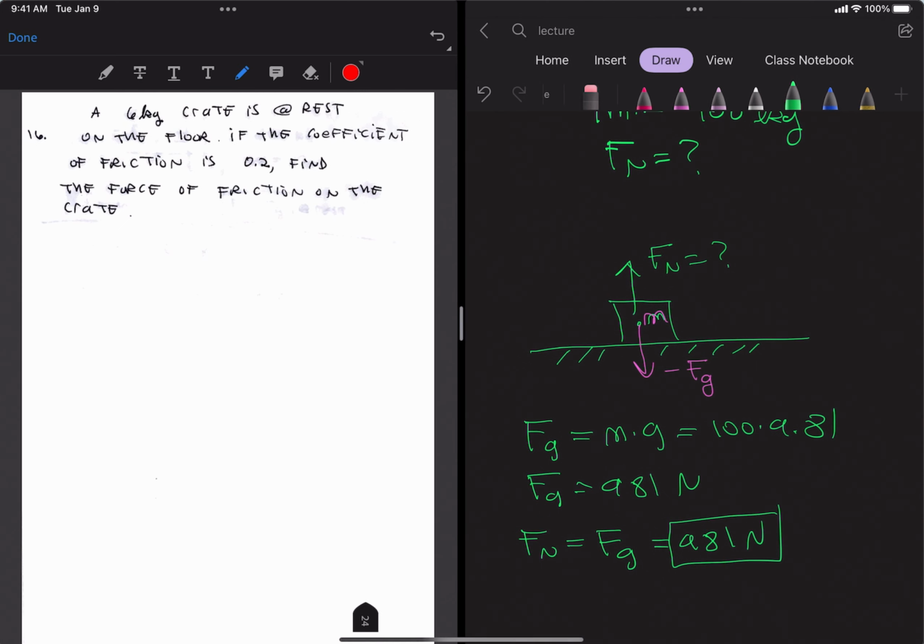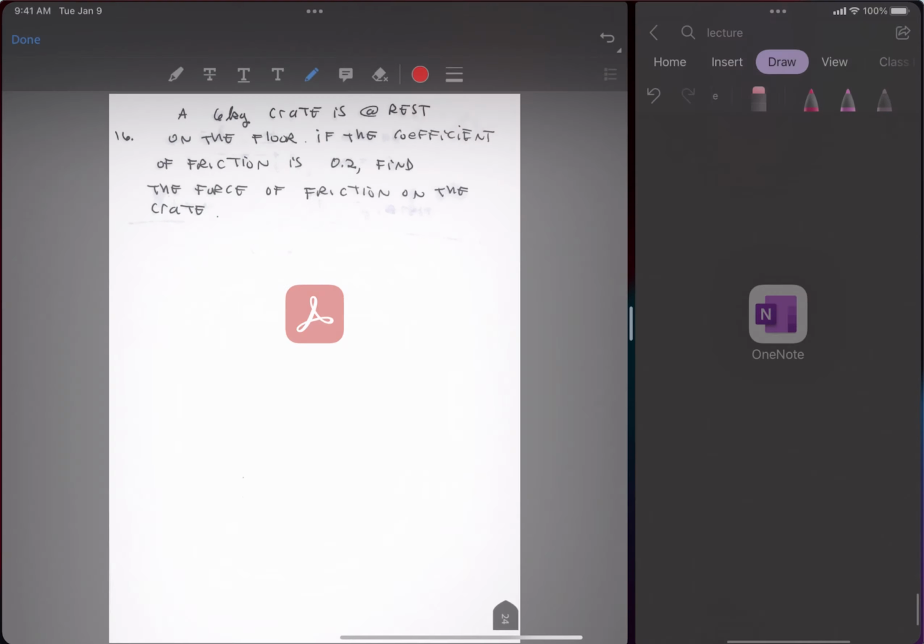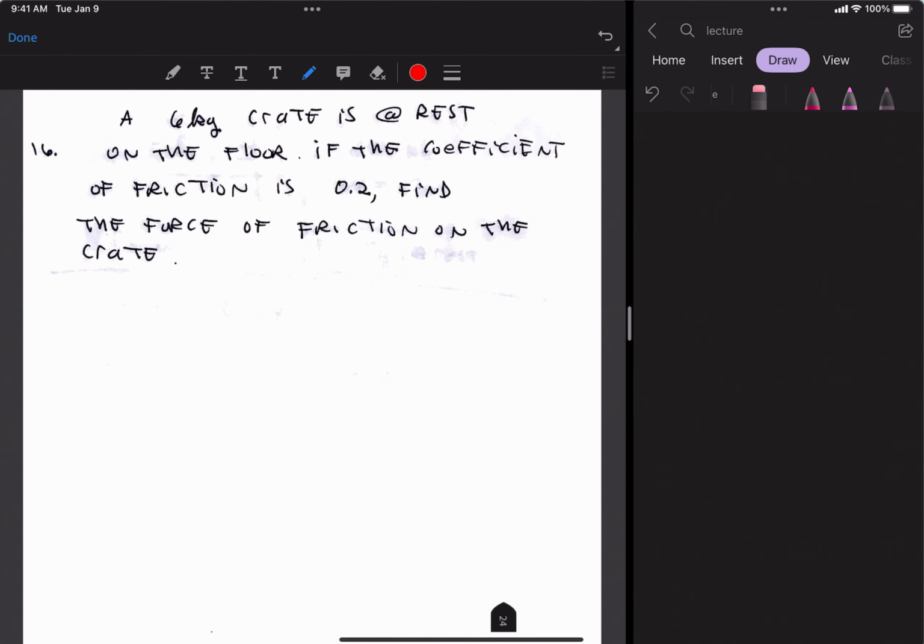Alright, so try this one. We have a 6 kilogram crate at rest on the floor with a coefficient of friction of 0.2. Find the force of friction on the crate. So go ahead and pause, try to solve this, and when you're ready, unpause.